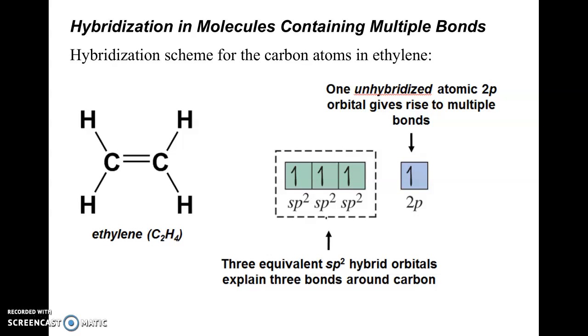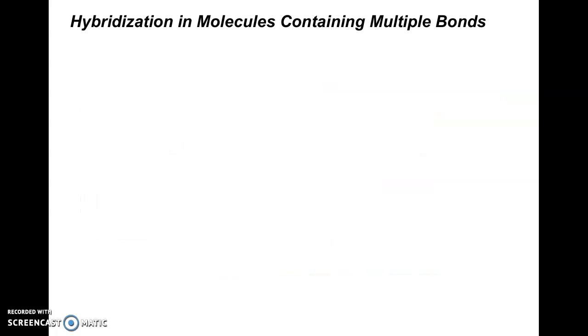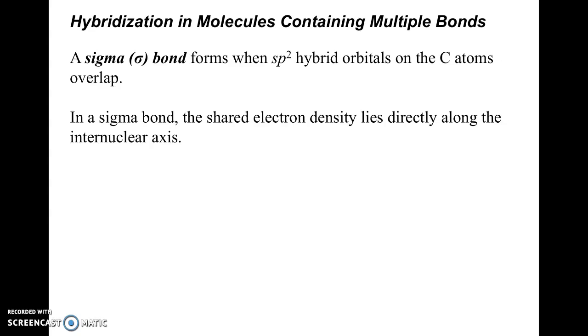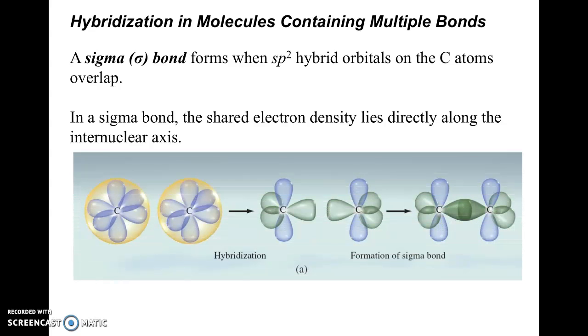So the thing that we need to remember is that a single electron is what each atom needs, because a bond is sharing 2 electrons. And in this case, we have an unhybridized 2p orbital. And this is what's going to give us our double bond. And so what we're going to talk about is those single bonds that are made with the sp2 are called sigma bonds, sigma single. So the shared electron density is going to lie along the internuclear axis.